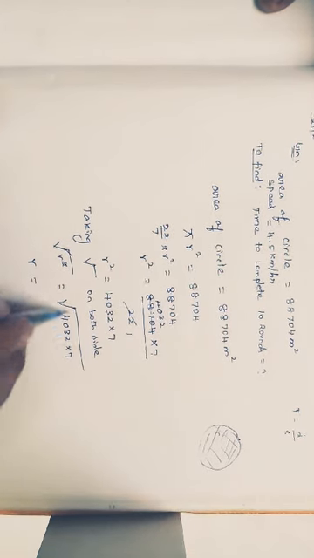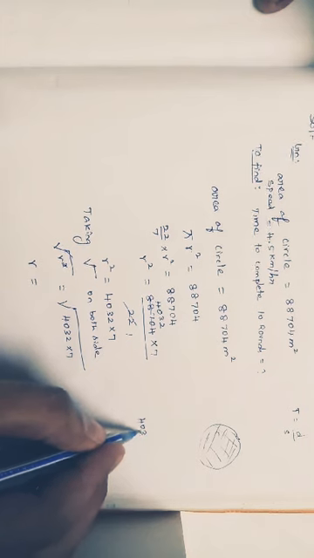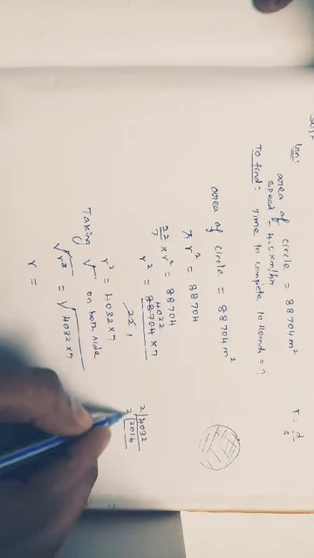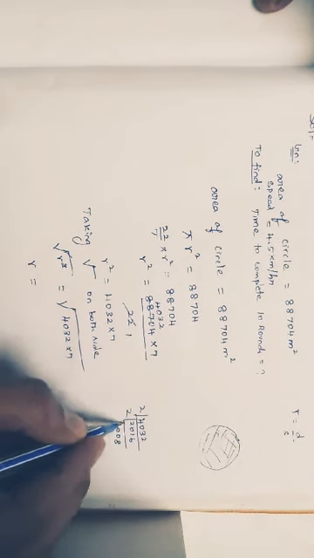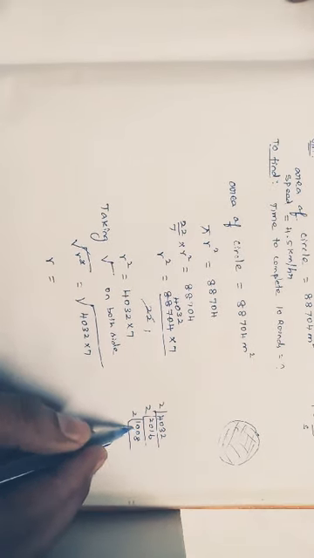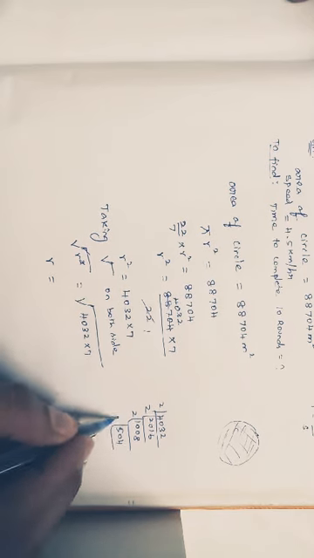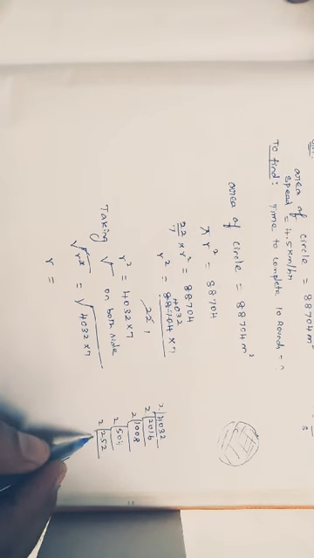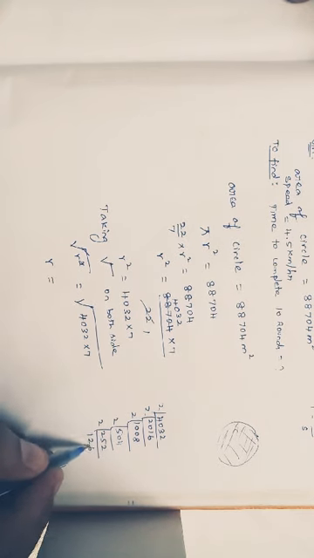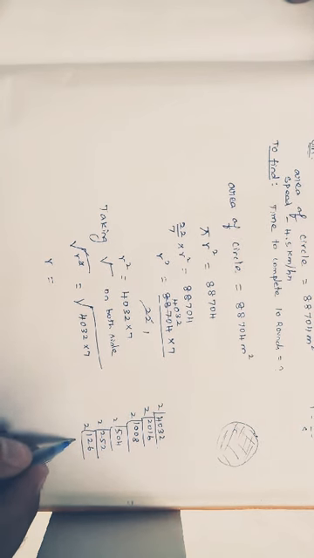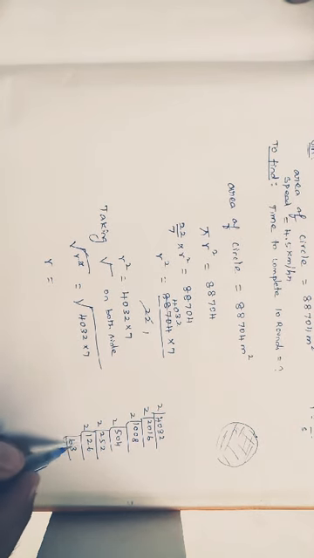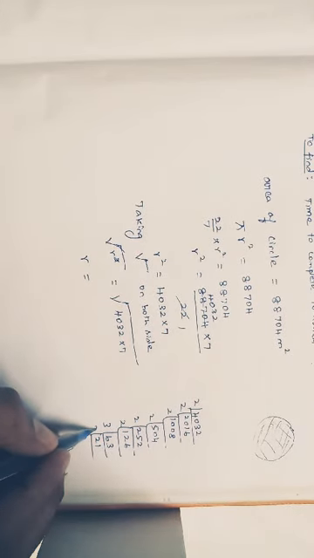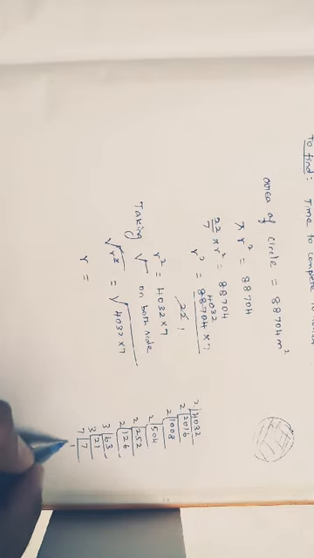r is equal to the root of the prime factorization of 4032. 2 table, how many times? 2 times 1, 6, 2 times 0, 8. Once again 2 table, 2 times 5, 0, 4. Once again 2 table, 2 times 2, 5, 2, 252. Once again 2 table, 2 times 1, 2 times 6. Once again 2 table, 6 is 2 times 3. Once again 3 table, 3 times 1, 3 table 7 times, 7 table 1 times.